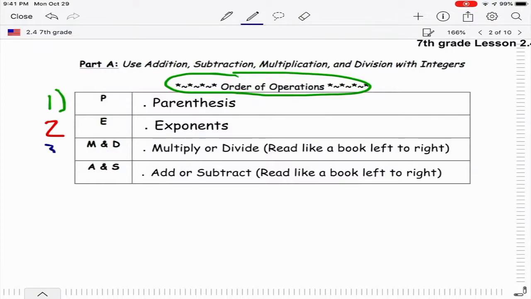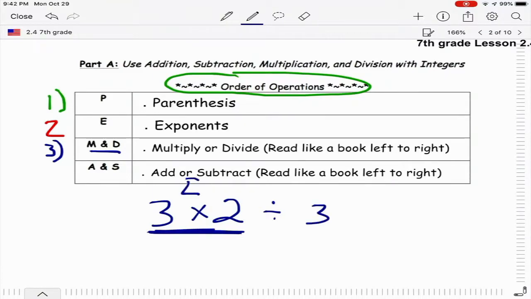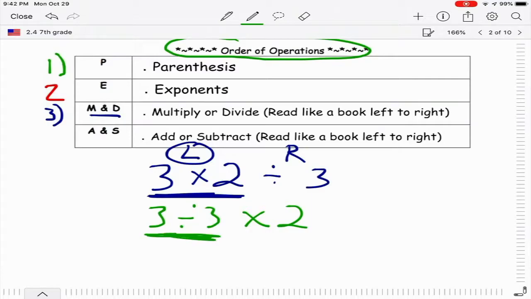Now, after exponents comes your level 3. Level 3 is kind of funky now. Notice how there's 2 operations, not 1. So it's multiplying and dividing. In this case, it's not that multiplying always comes before dividing. It's whatever one you read like a book first. So if you have a problem like 3 times 2 divided by 3, please understand that you're multiplying first because you're reading that first like a book left to right. However, if the problem is 3 divided by 3 times 2, here you're actually dividing first before multiplying because you're reading the division first like a book left to right.